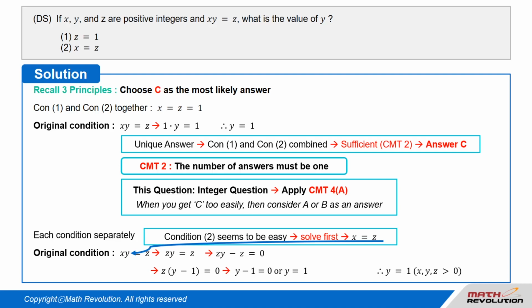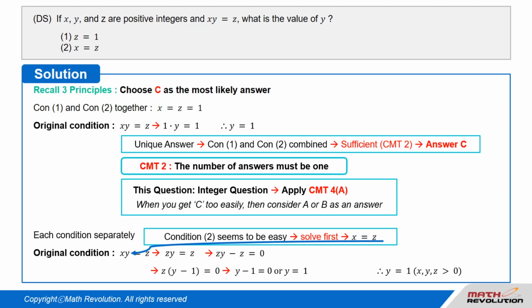Let's take a look at both conditions together. We get z equals 1 and x equals z. That is, x equals z equals 1. Substituting the values of x and z in x times y equals z, we get 1 times y equals 1, or y equals 1. Since the answer is unique, both conditions combined are sufficient according to CMT2, which means that the number of answers must be 1. Thus, C seems to be the answer by the variable approach.